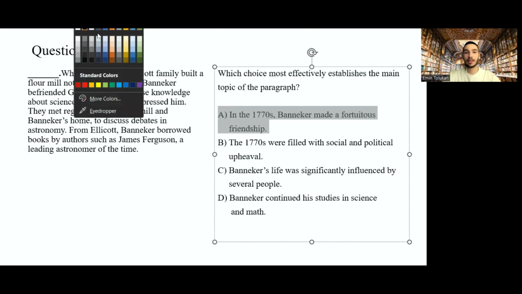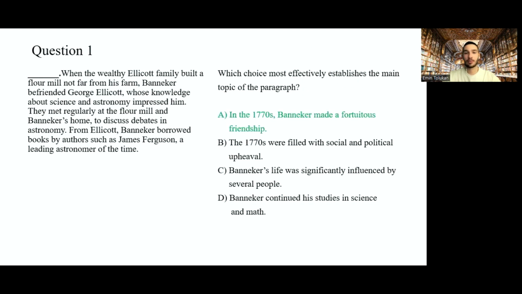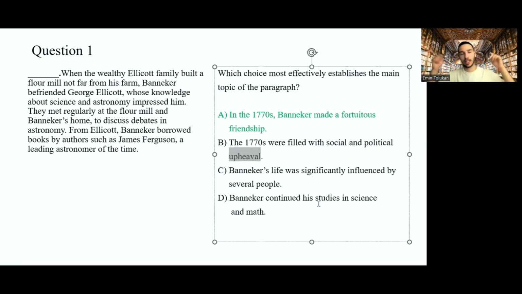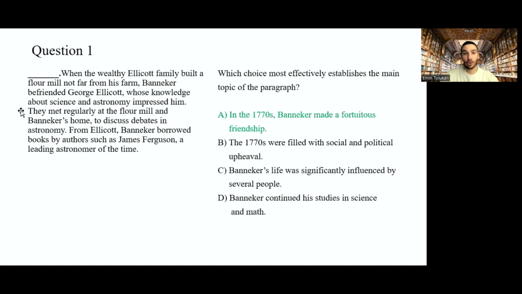In fact, let's underline it for now. In the 1770s, the 1770s were filled with social and political upheaval. Upheaval is protests. When people go on the street and they protest, that's upheaval. So is it really the case here? Are we talking about any protests, upheavals, political stuff?